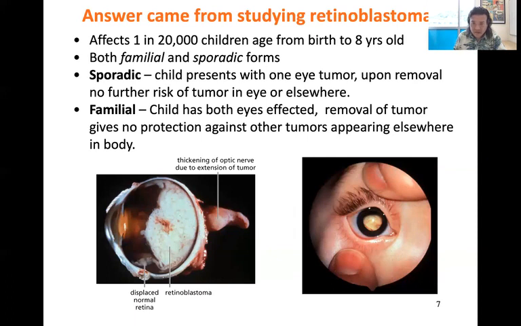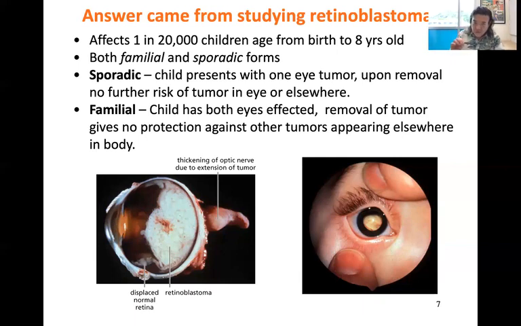And really predominantly kids. So there are two forms of retinoblastoma. There's what we call the familial form and the sporadic form. Sporadic, as the name implies, sort of seems like out of nowhere, right? Sporadic. This is when the child presents in the clinic with one eye having a tumor in it. And upon removing or treating that tumor, there is no elevated risk of the other eye developing a tumor, nor is there any elevated risk of that child developing tumors elsewhere in the body, right? So that's the sporadic form of retinoblastoma.